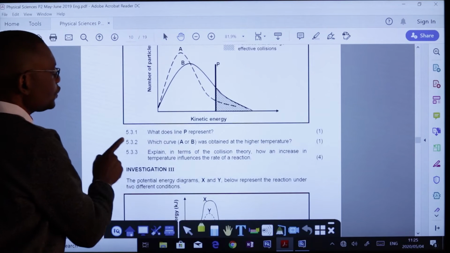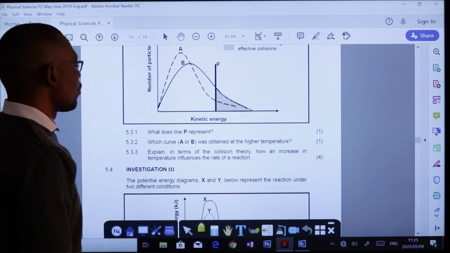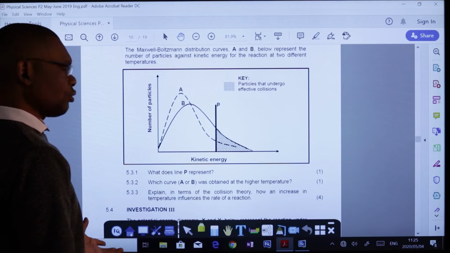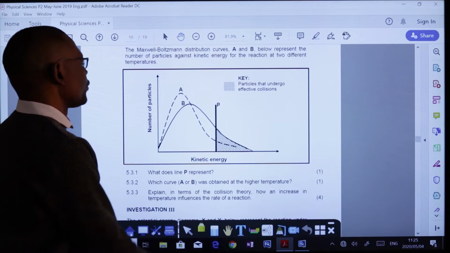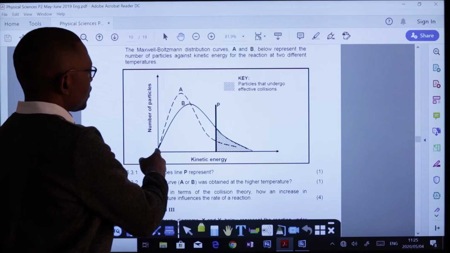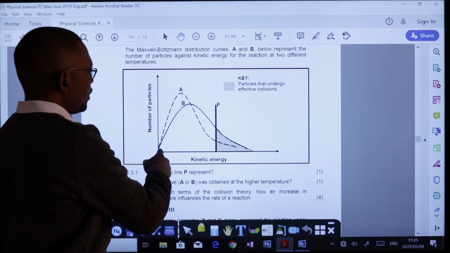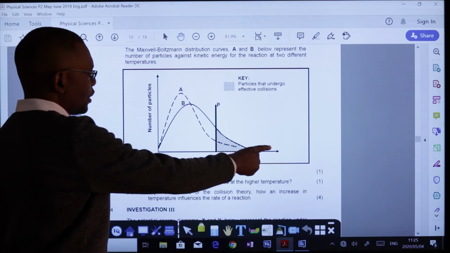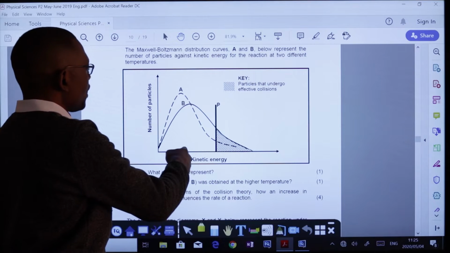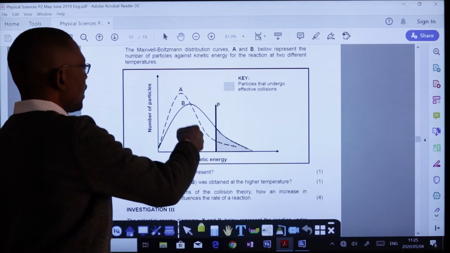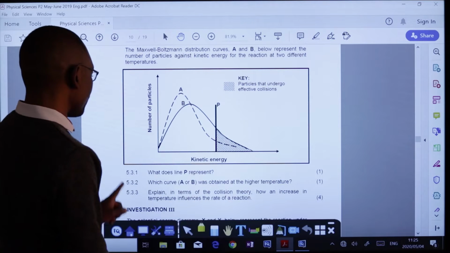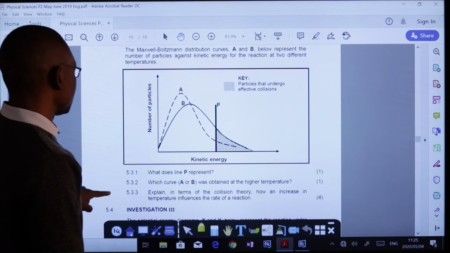Okay. We're asking which curve, A or B, was obtained at the higher temperature. You can see what is happening here with curve A. If the kinetics of A are taking place very fast, it means that A is at a higher temperature than B. Okay, so A was obtained at a higher temperature than B.